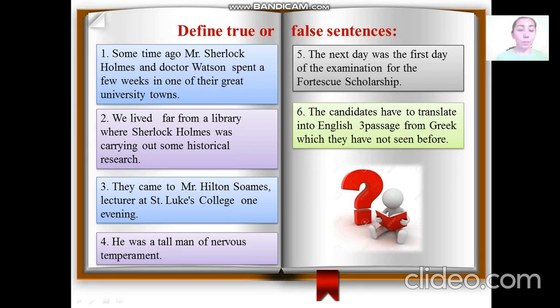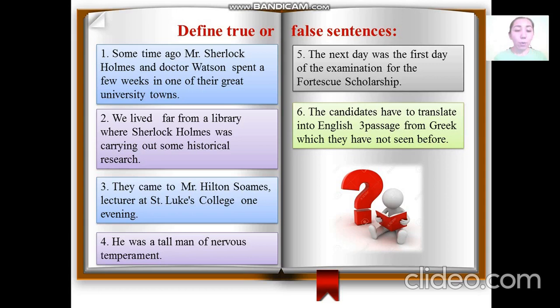First sentence. Some time ago, Mr. Sherlock Holmes and Dr. Watson spent a few weeks in one of their great university towns. Second, we lived far from a library where Sherlock Holmes was carrying out some historical research. Third, they came to Mr. Hilton Soames' lecture at St. Luke's Holiday College one evening.